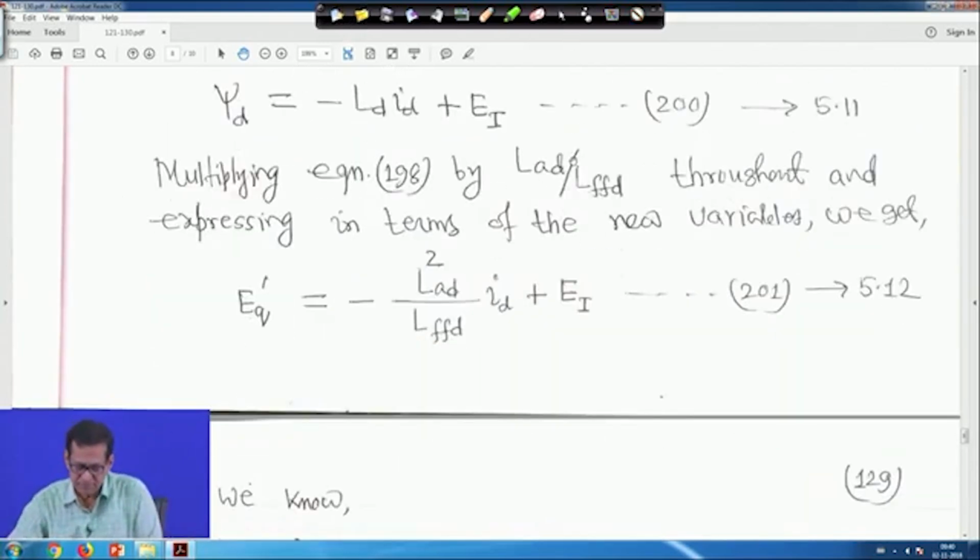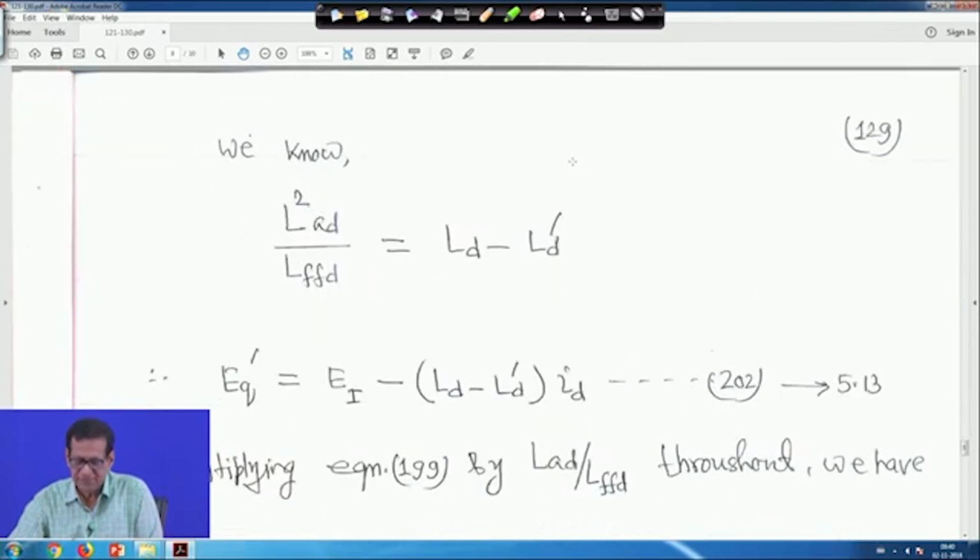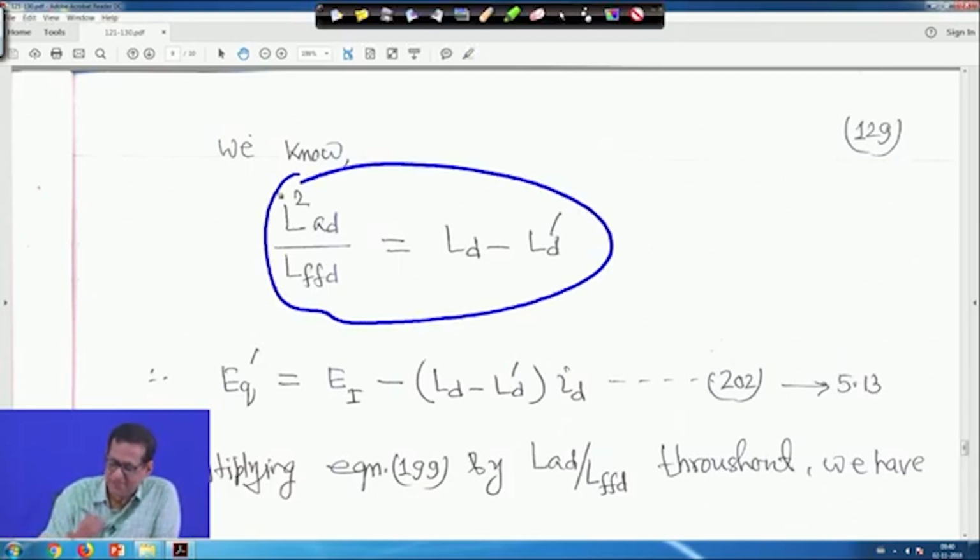Now this one, we are not interested in proving, right. You assume L square A d upon L f f d equal to L d minus L d dash. A derivation is there, but I will skip that one. We will assume that L square A d upon L f f d equals L d minus L d dash, right. And when you listen to the lecture, if you need an explanation of this one, then we will put it into the forum, right.